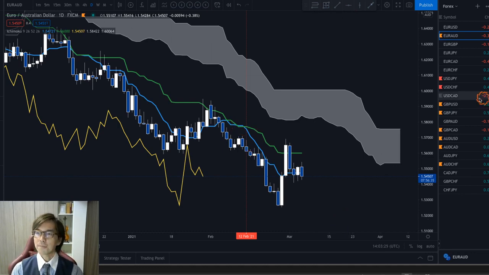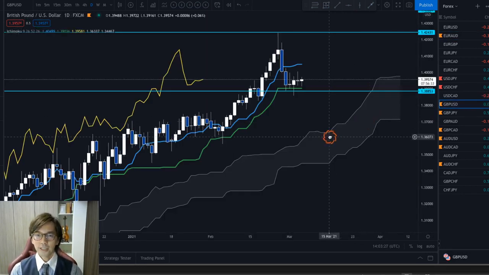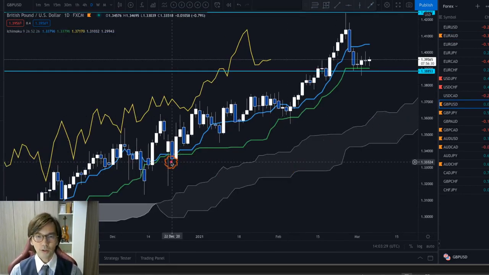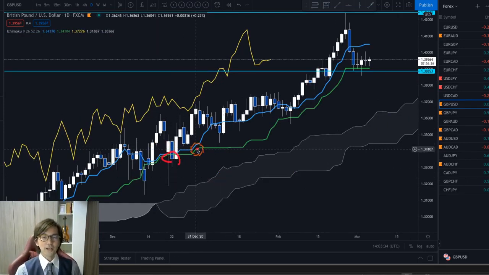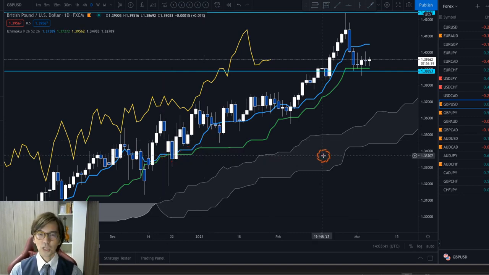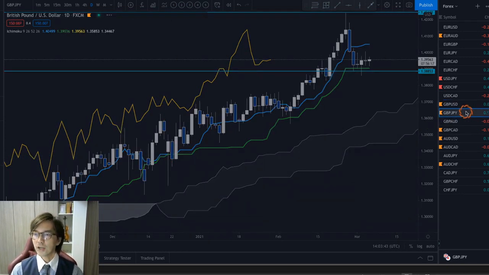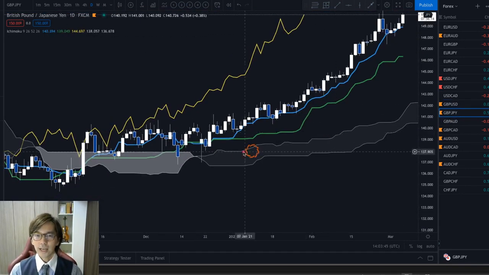And also pound dollar, we saw there was a gold cross above the Kumo, a Tenkan Sen Kijun Sen gold cross above the Kumo, and the market continues to go up this way. So this is another important example. And let me show you another example, pound JPY. We had the gold cross above the Kumo, and the market continues to go up this way until it reaches the Kijun Sen, or breaks the Kijun Sen downwards. It continues to go up this way.